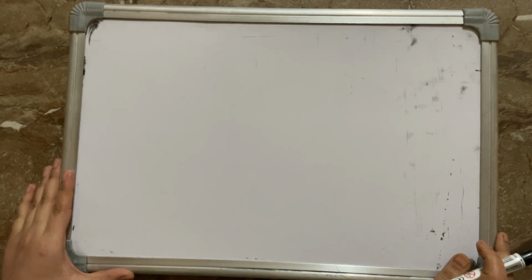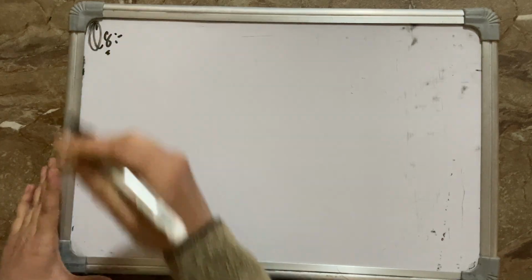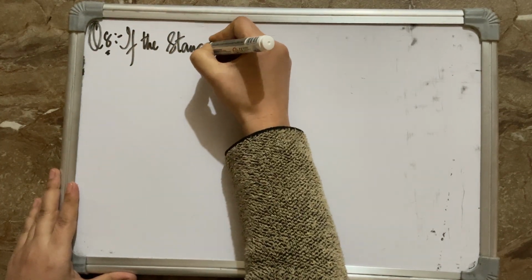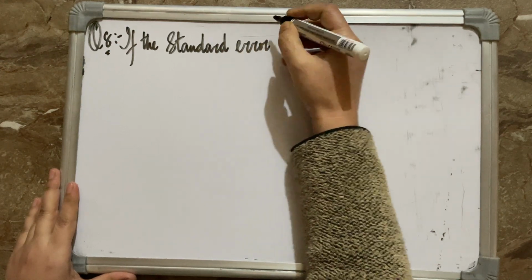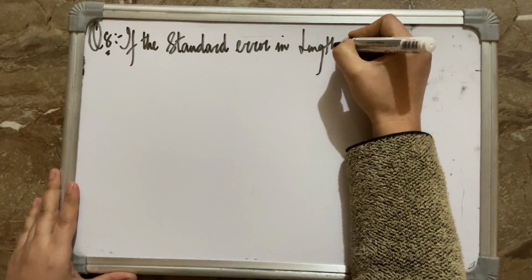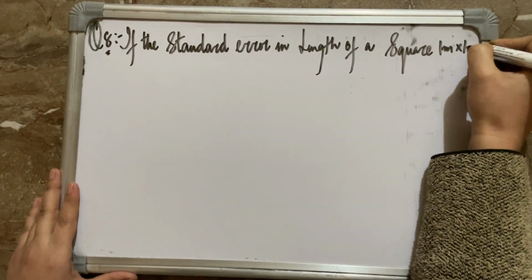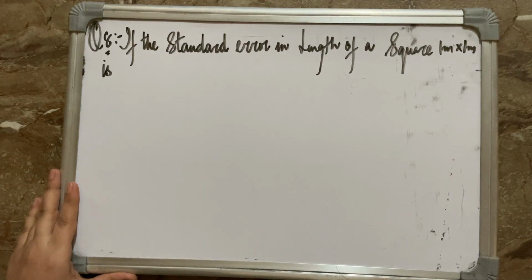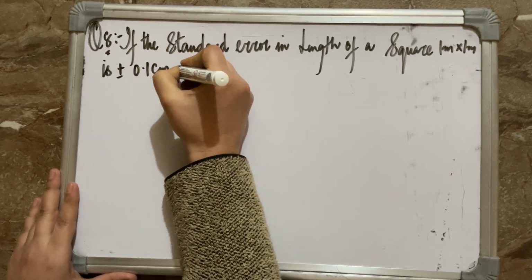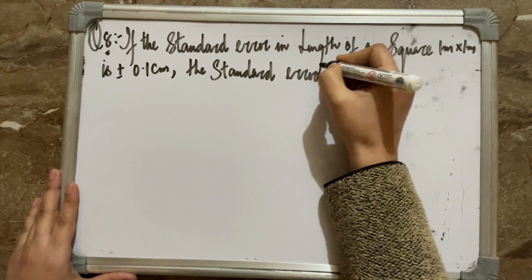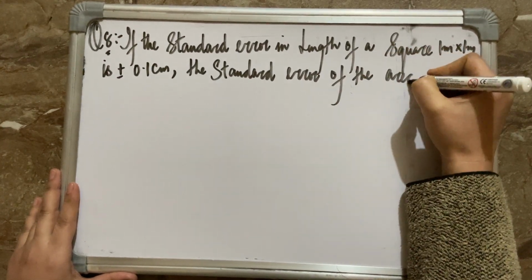All right, so let's do question number 8. Question number 8 is: if the standard error in length of a square, 1 meter cross 1 meter, is plus minus 0.1 centimeter, the standard error of the area will be?